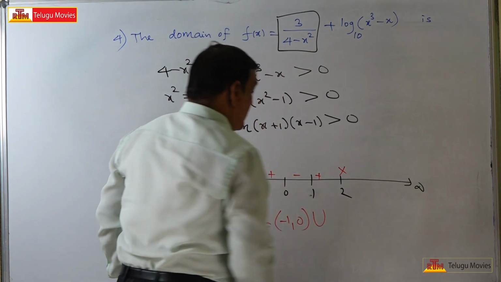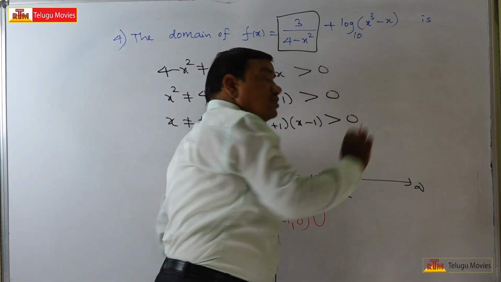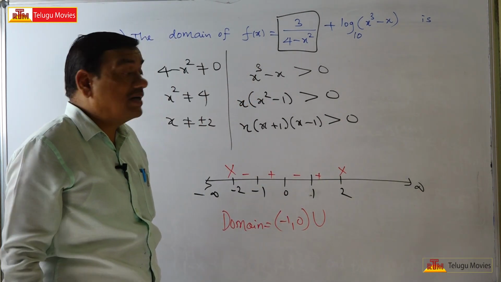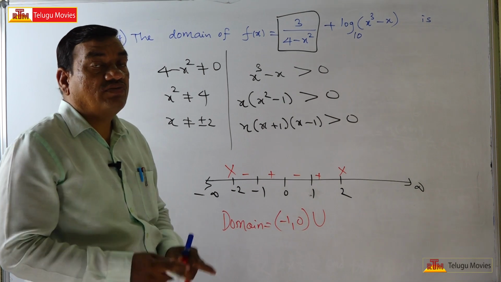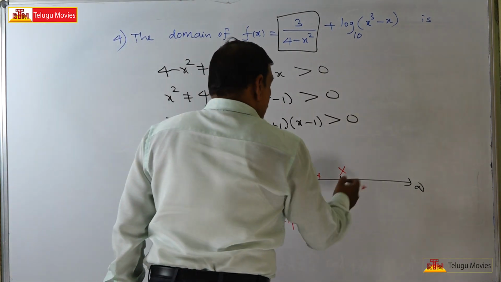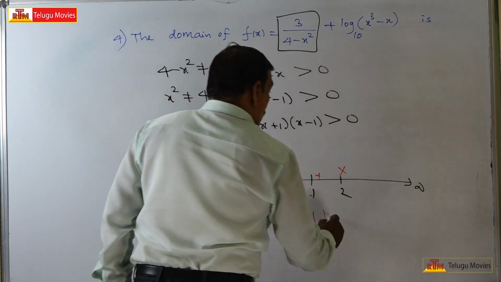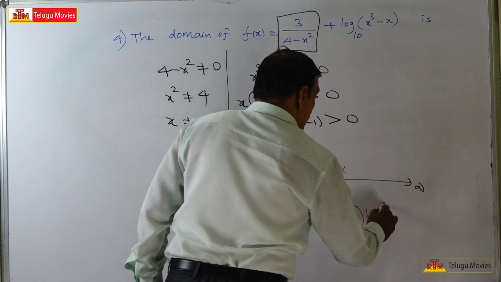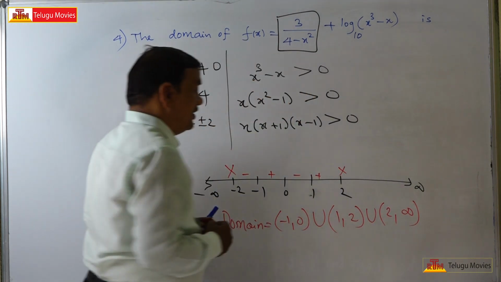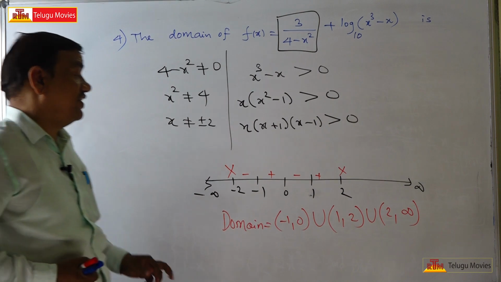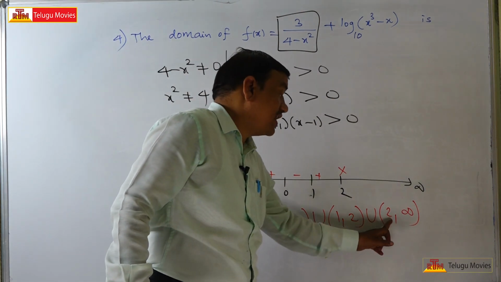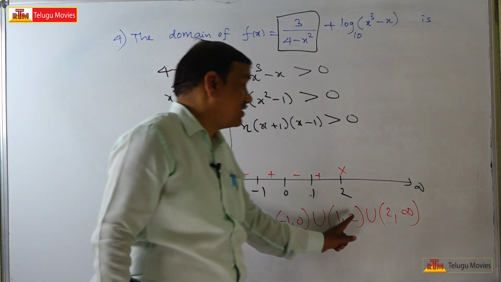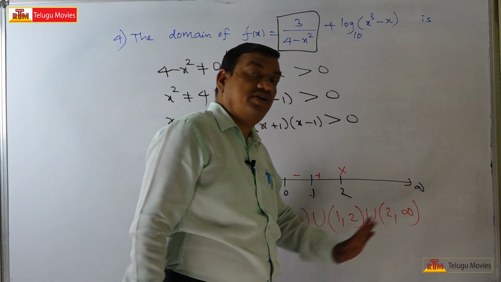Union from 1 onwards, total positive. From 1 to the right side, everything we want. But the thing is, in between 2 is there, so you break there. You can write it a different way: open bracket 1 to 2, union 2 to infinity. Here 2 is not there, so both are open brackets. From 1 to infinity everything comes, except 2.